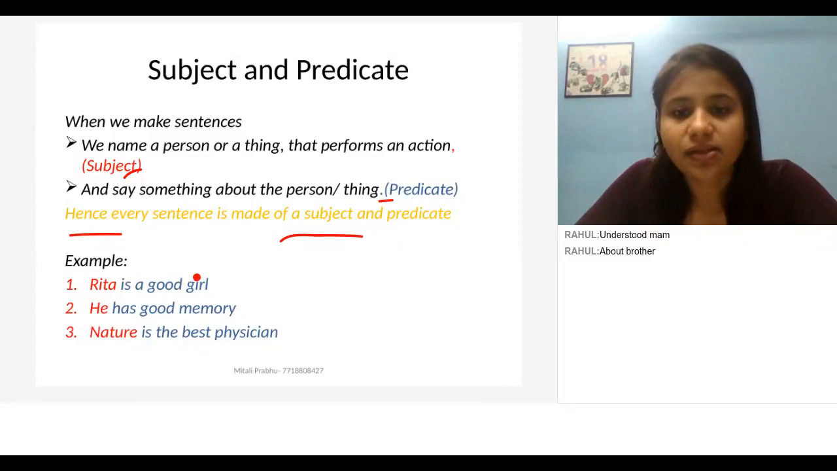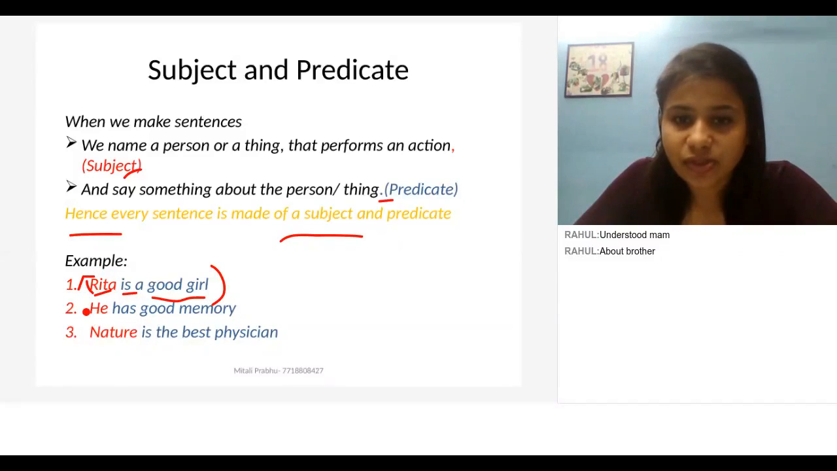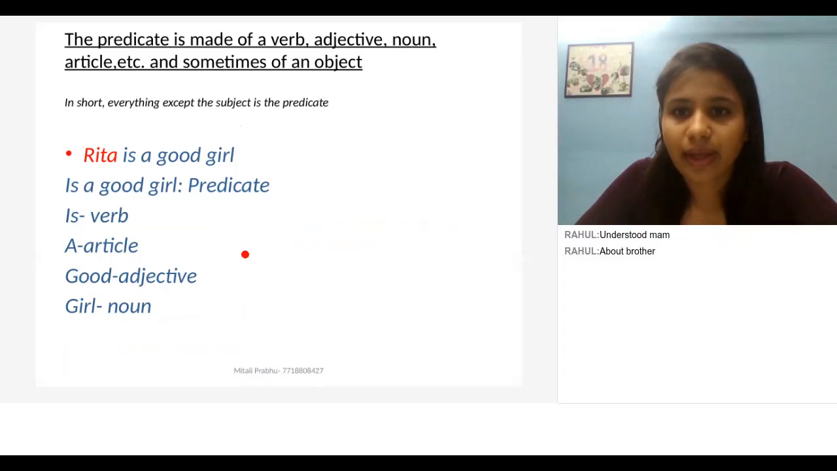If I say Rita is a good girl, whom are we talking about here? We are talking about Rita. So Rita is the subject of our sentence. The predicate can be very small, like in this short sentence, or a longer sentence, but the subject is always what we introduce. Then, he has good memory: he is the subject here, and has good memory is the predicate. Nature is the best physician: nature is the subject here. The predicate is the rest of the sentence.